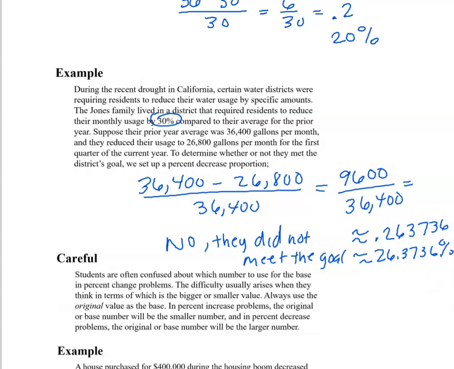Okay, students are often confused about which number to use for the base in the percent change problems. The difficulty usually arises when they think in terms of which is bigger or smaller value. Always use the original, so that's why I was saying big minus small. So the bigger number minus the smaller number over the original, the first one you come to.